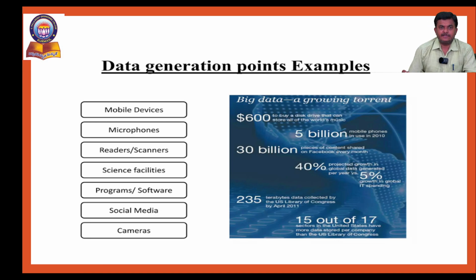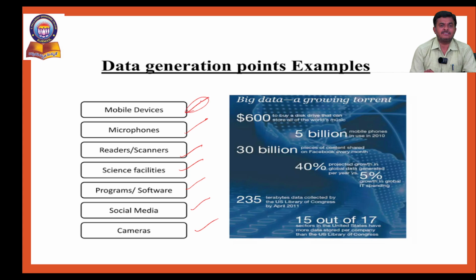Now we'll see data generation points examples. So here are mobile devices, microphones, reader scanners, science facilities, programmer software, social media, and cameras. So these are the various data generation points which are considered as big data.